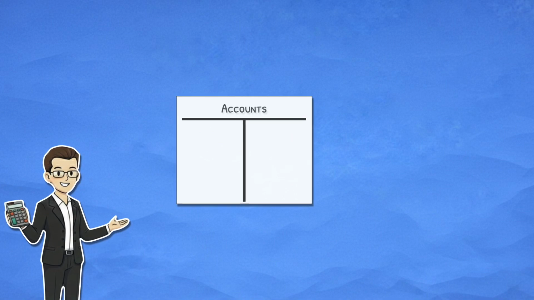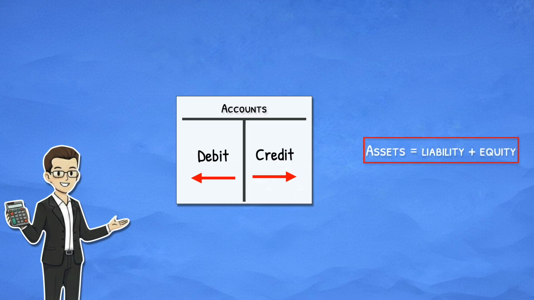A T account gets its name from its shape, which looks like the letter T. The left side of a T account is called the debit side, and the right side is called the credit side. We know the basic accounting equation. Assets equals liabilities plus equity. Let us now see how each type of account affects a T account.